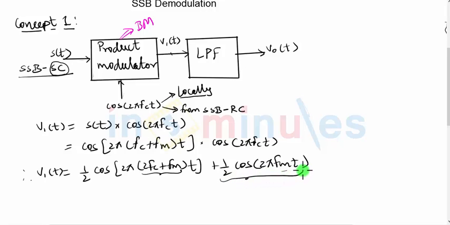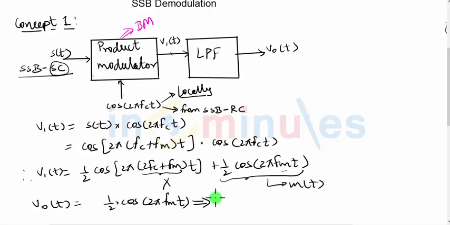I want fm to come at the output side because that's my modulating signal, m of t. I don't want the first signal to come at the output side, so we simply use a low pass filter. After you pass the signal through a low pass filter, the output of low pass filter will be only the second term, which is cos 2 pi fm t. So this gives me my original modulating signal back. So this is the first very simple concept based on which SSB demodulation takes place.